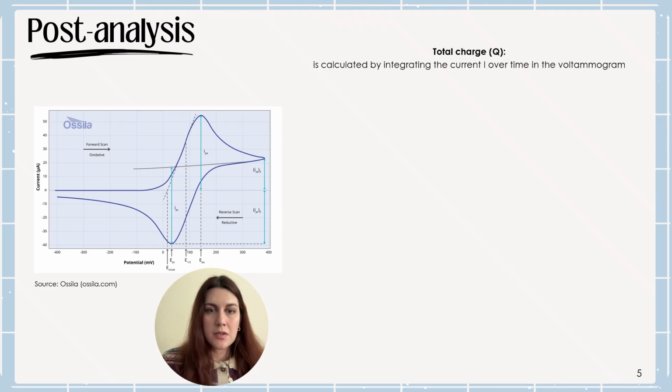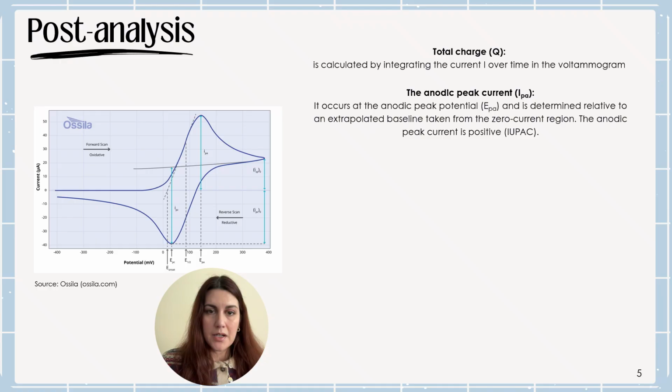So the first parameter we can determine is the total charge, denoted as Q. The total charge passed during the reaction is calculated by integrating the current over time. Since the current represents the flow of charge per unit time, integrating the current allows us to determine the total amount of charge involved in the electrochemical process. This can provide information about the amount of electroactive species or the stored charge in energy storage materials.